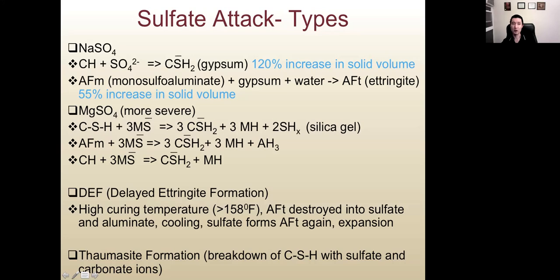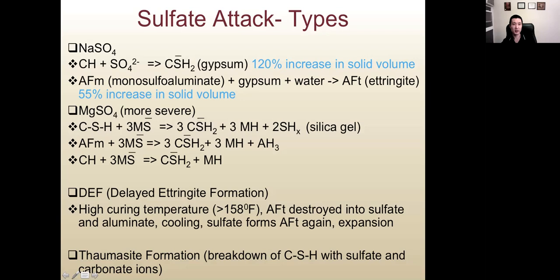Okay, so in the concrete, we could have calcium hydroxide. It could combine with sulfate ions from the environment and form gypsum. This could cause cracking due to the increase in solid volume.